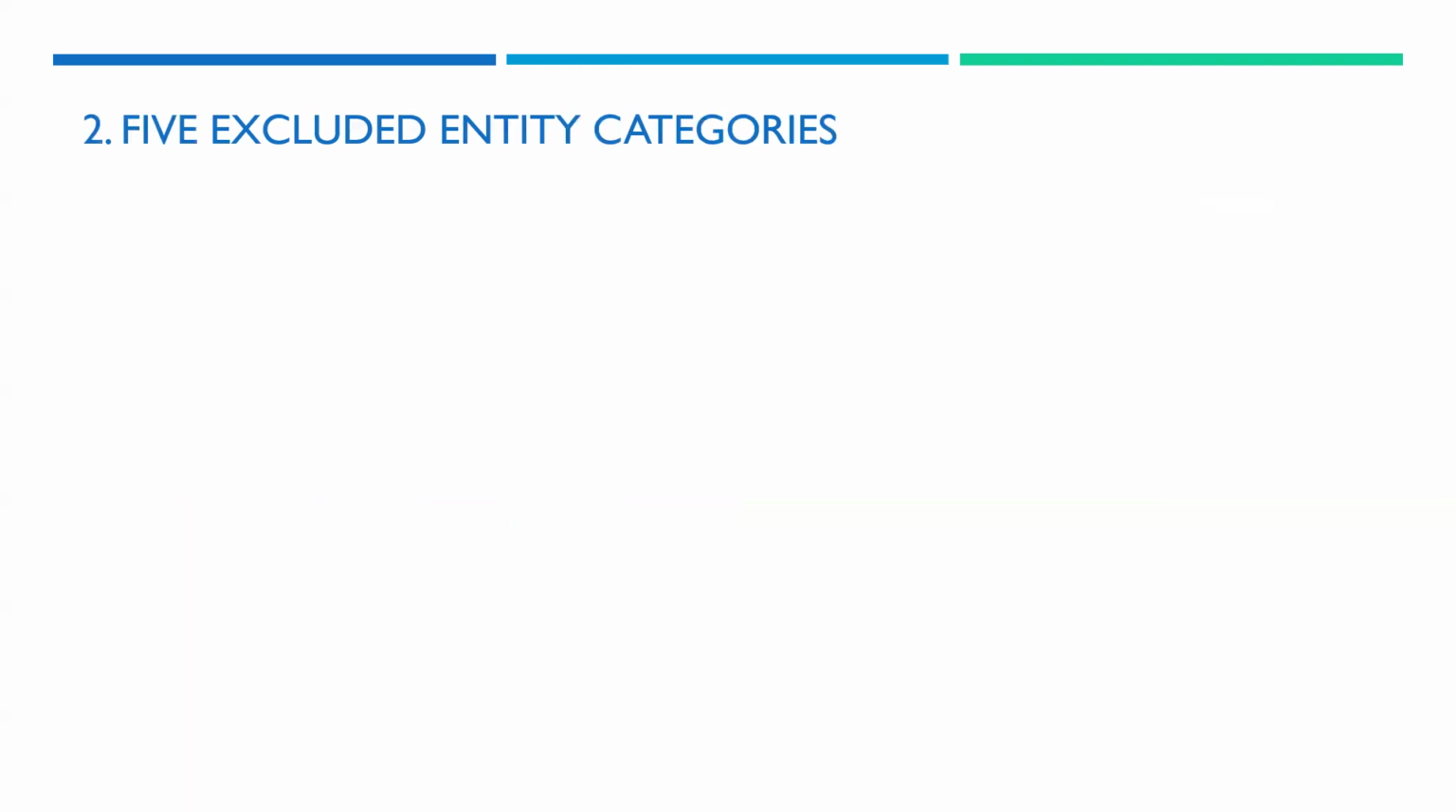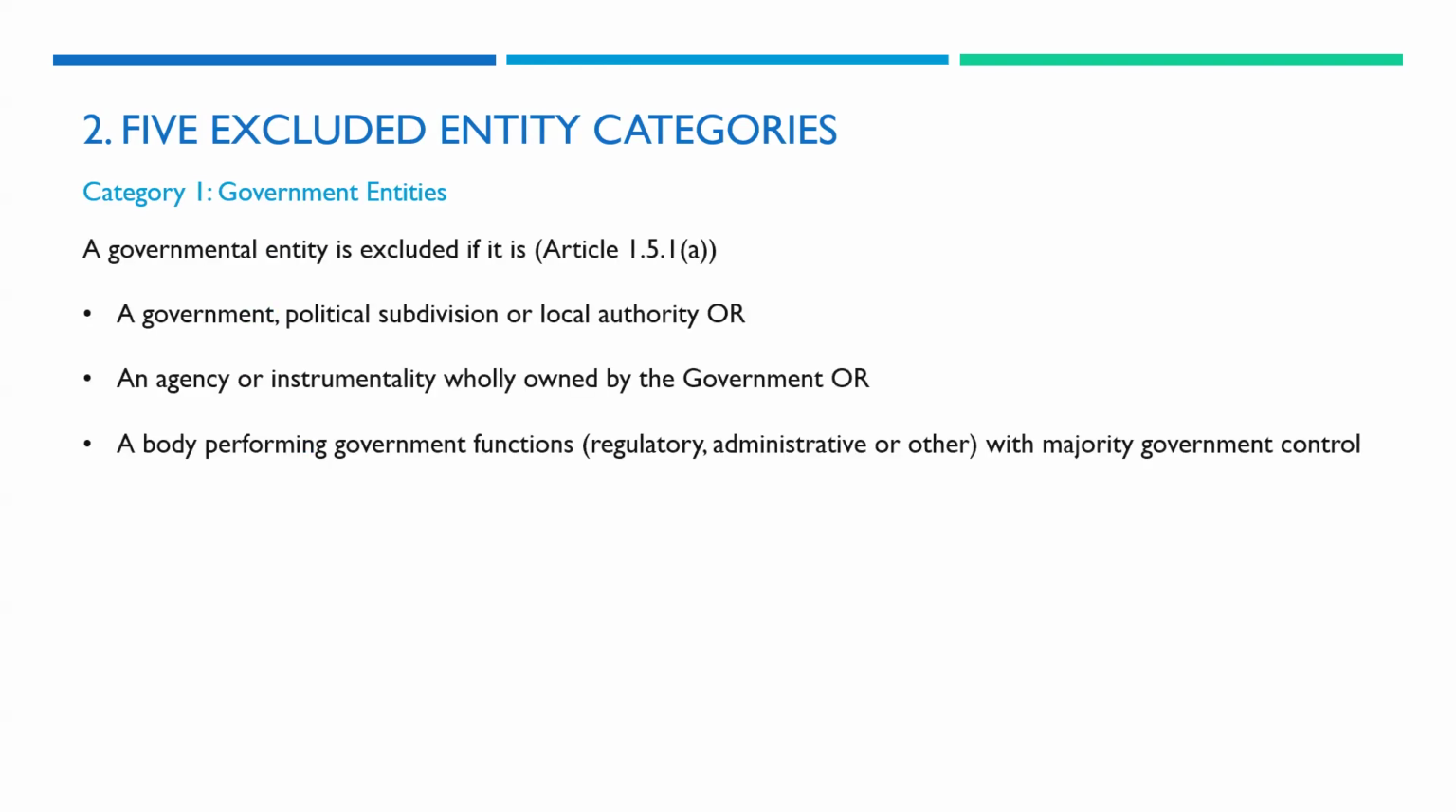Okay. Now, what are the excluded entities? There are five categories of excluded entities. First one is government entities. If any constituent entity is a government entity, a government political subdivision, a local authority, or an agency or instrumentality wholly owned by the government. So, what is the example of an agency or instrumentality wholly owned by the government? Road transport agency. It's wholly owned by the government, right?